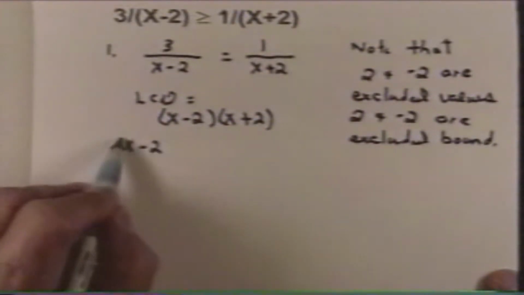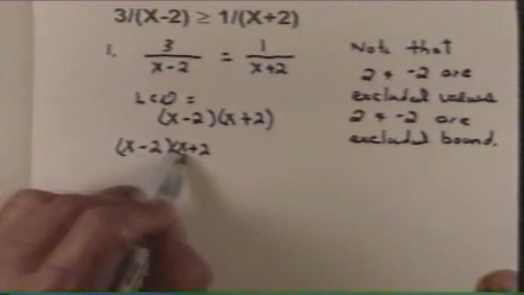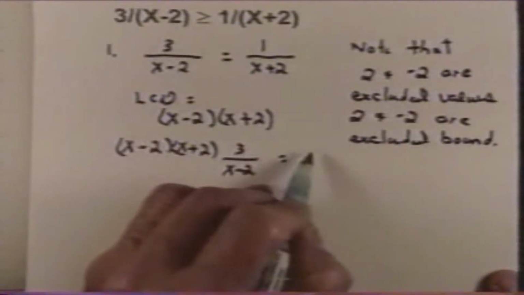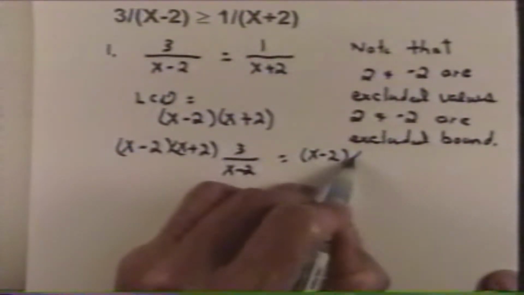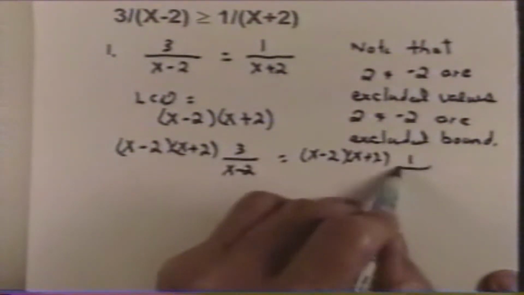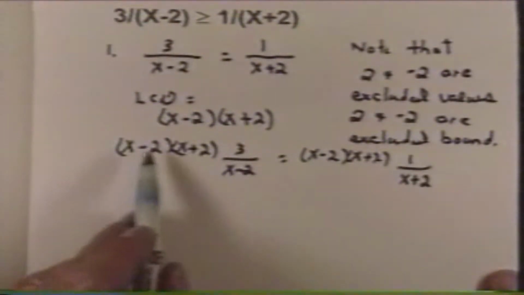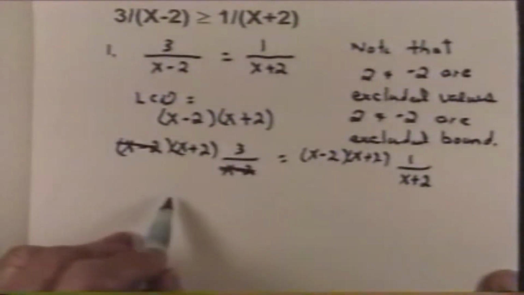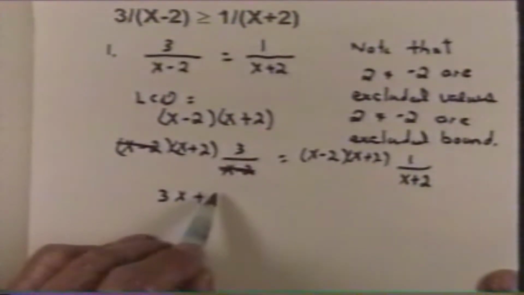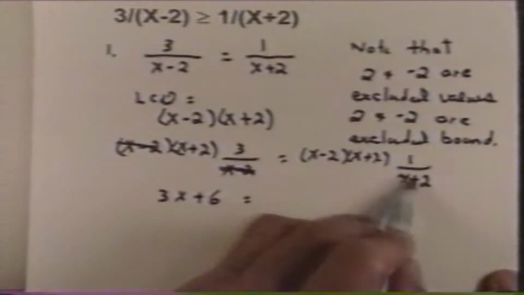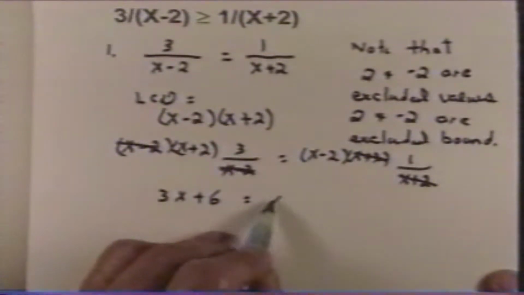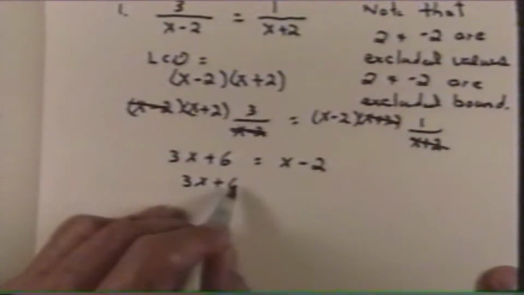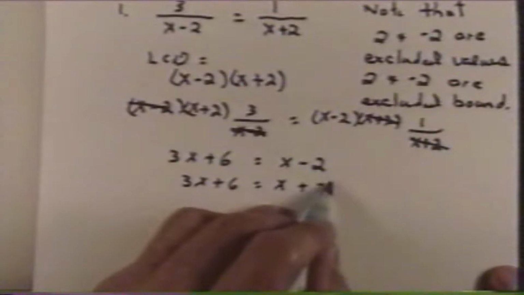So I multiply the left member by the common denominator, and I multiply the right member by the common denominator. So I multiply both members by the common denominator. Now we can reduce, and I'm left with 3x plus 6 is equal to x minus 2. Or I have 3x plus 6 is equal to x plus the opposite of 2.